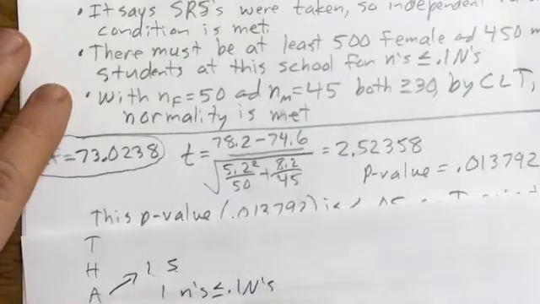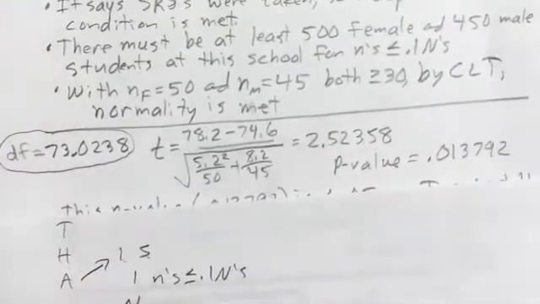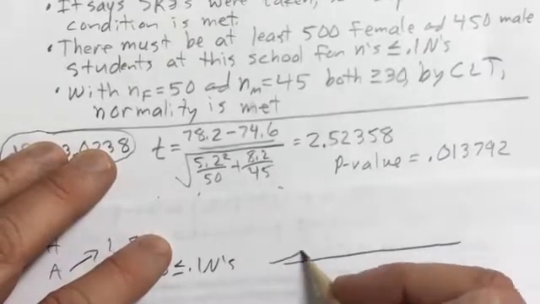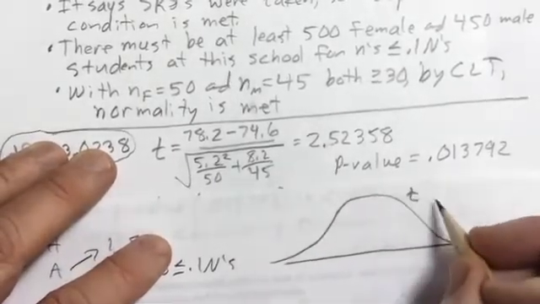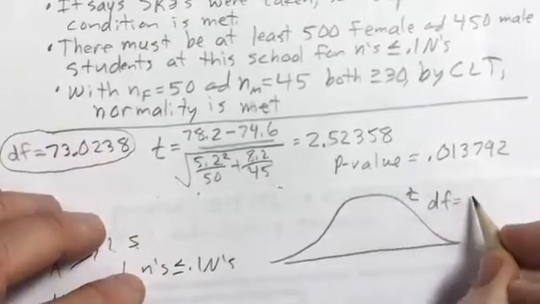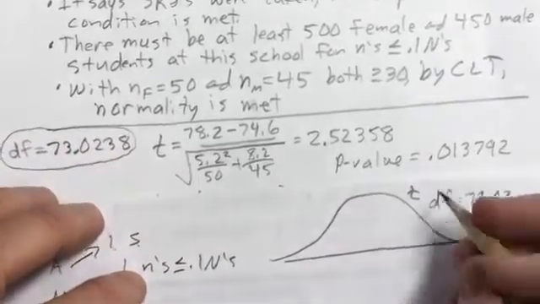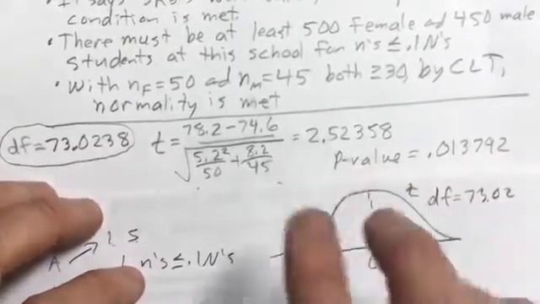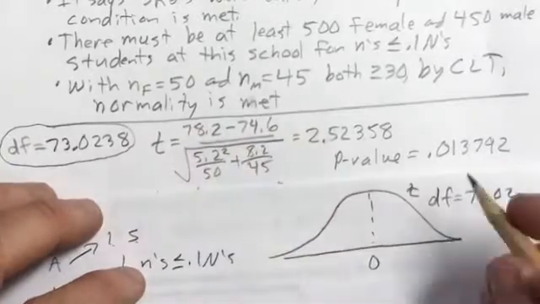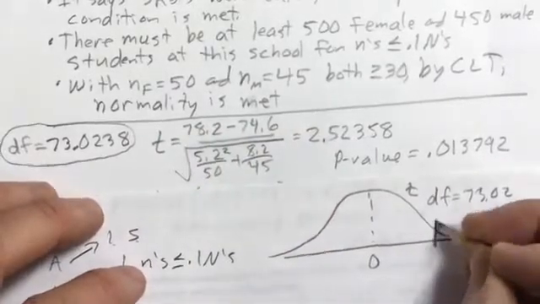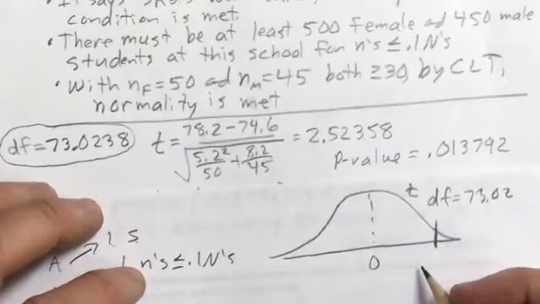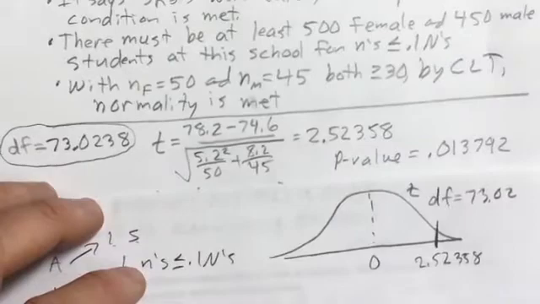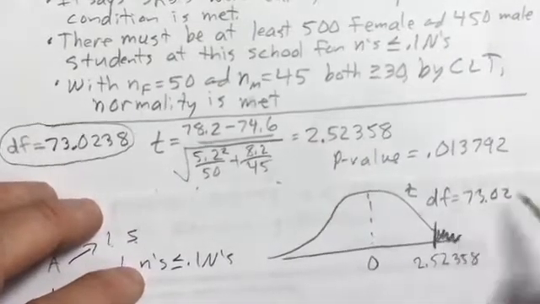Now, how would you use your test statistic to find a p-value? And you need to understand how to do this. Well, see, this is our t distribution for this problem, and our degrees of freedom is approximately 73.02. Every t distribution is centered at 0. And so our t-test statistic, which is telling us how different our sample values are, is somewhere over here, about 2.52358. Our p-value is the area on the outside of this.